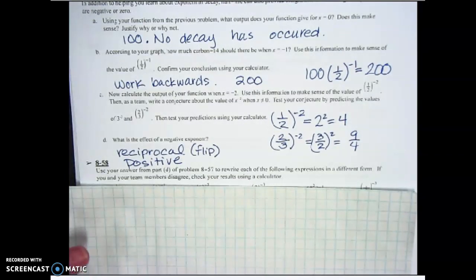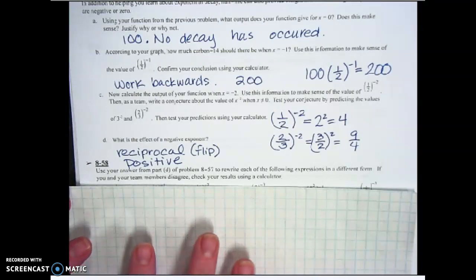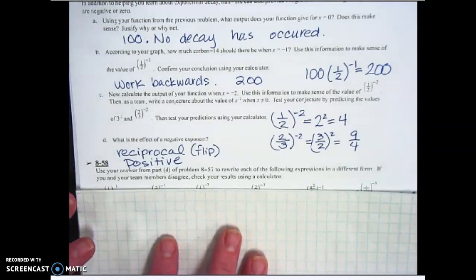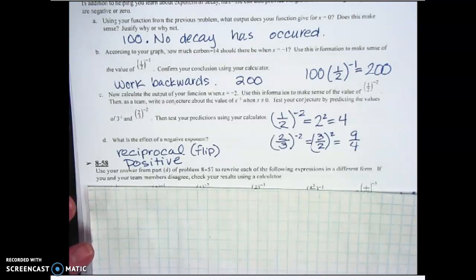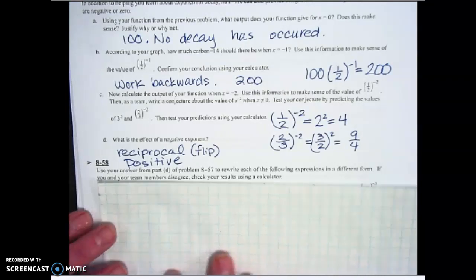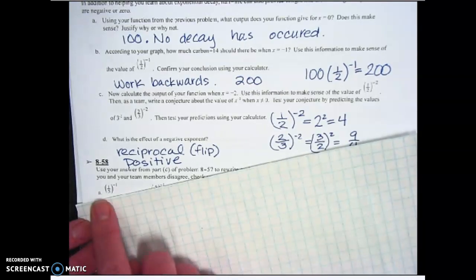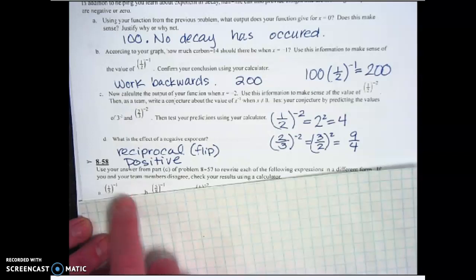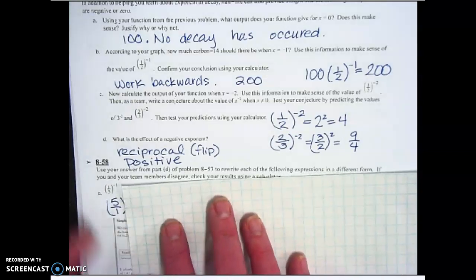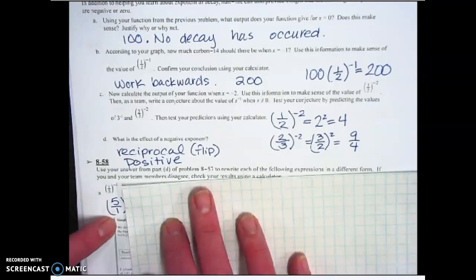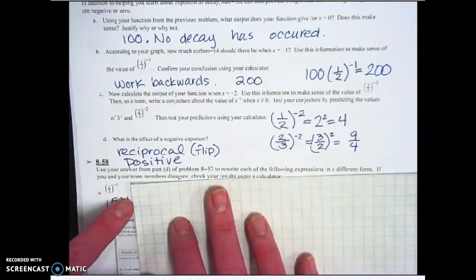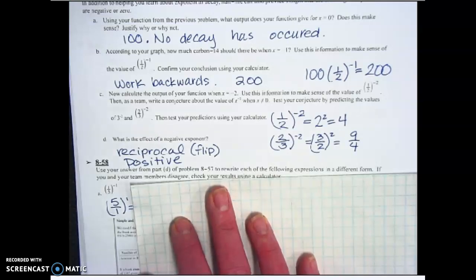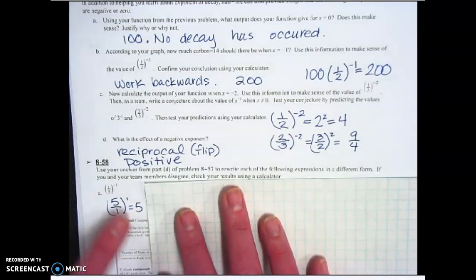All right, so question 58 says, use your answers from part D of problem 57 to rewrite each of the following expressions in a different form. If you and your team members disagree, check your results with the calculator. Remember I showed you how to use the exponent? You can use it with negative exponents as well. You just have to hit the negative button. All right, so for part A, we have 1/5 to the -1 power. That means you're going to flip it to 5/1, and you're going to rewrite the exponent as +1. Anything to the 1st power is just itself. So that just simplifies to 5.